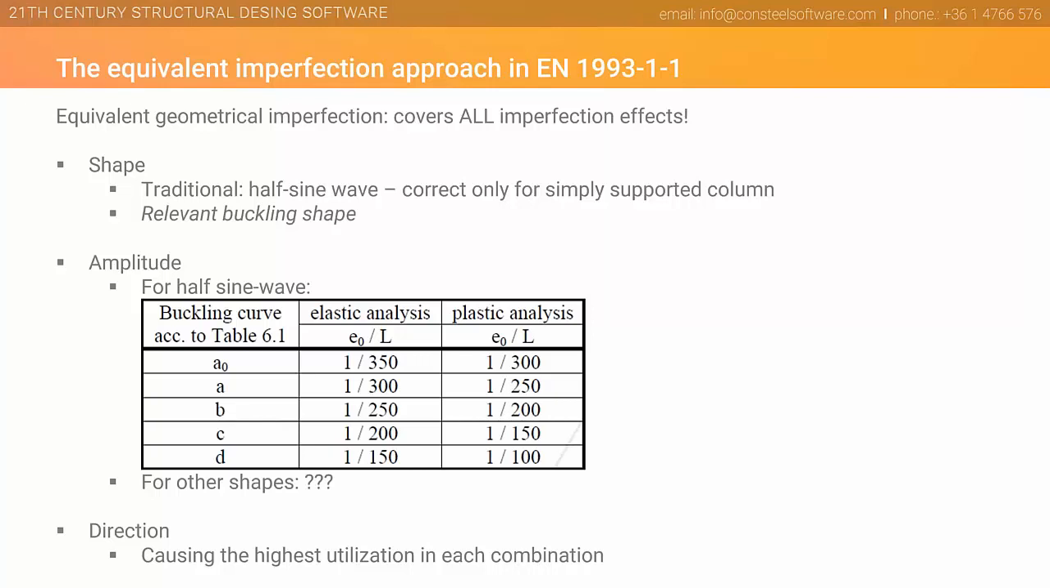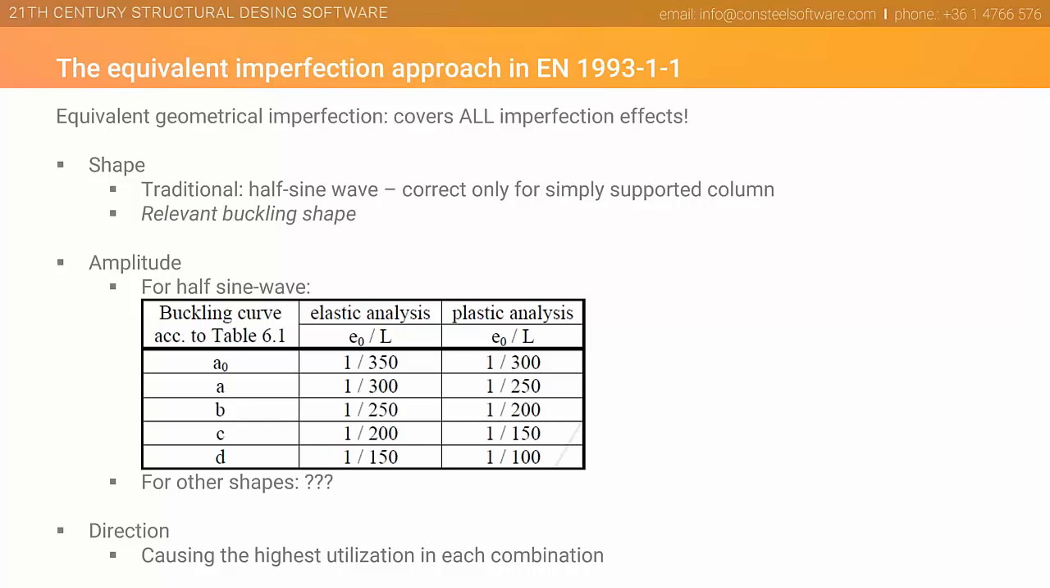If we have other support systems or other loads, it is quite a good approach to consider the relevant buckling shape. So those buckling shapes which are the most critical ones can be used as the shape of the imperfection, but then we are in trouble on how to define the amplitudes, because the Eurocode is very short on defining amplitudes for buckling mode shape imperfections.